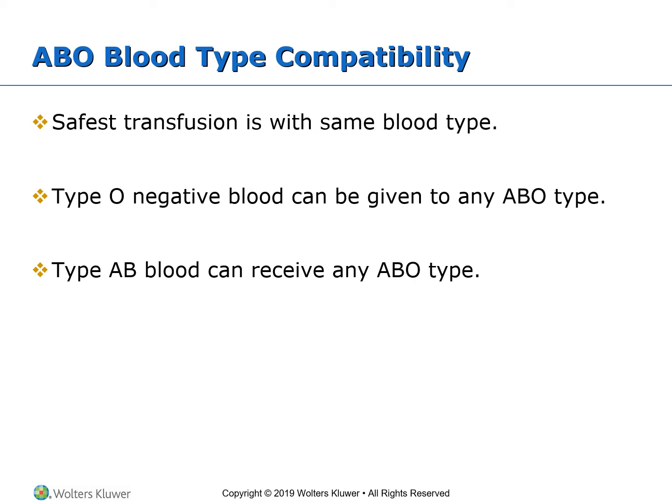The safest transfusion would probably be with what is called autologous blood, which is the patient's own blood. Before, let's say, a major scheduled surgery, they will be able to donate their own blood that will be stored and used if needed after the surgery.